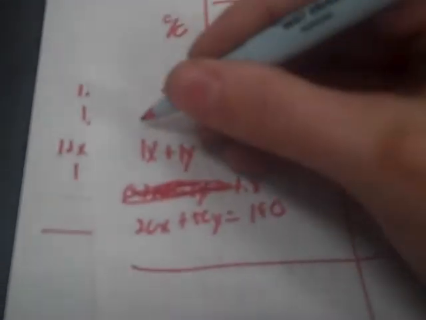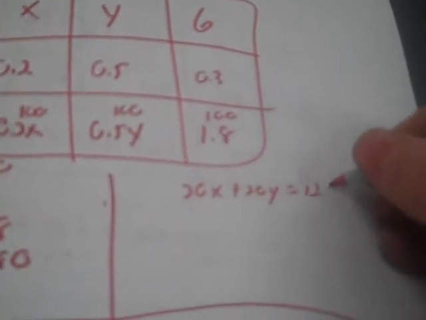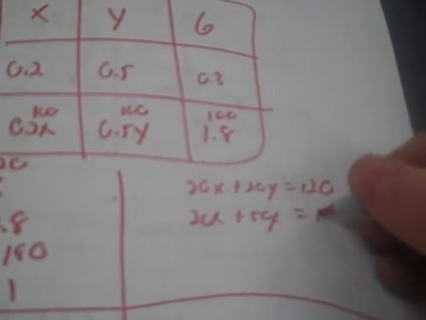Oh no, sorry, I don't want that. I need to multiply these by 100. My bad. So that would be 20x plus 50y equals 180. So we're going to times the top by 20 and the bottom by 1. Anytime when we're dealing with these percents, when I get to the bottom, I want to multiply by 100 so it takes it out a decimal. So 20x plus 20y equals 120. And the bottom 20x plus 50y equals 180.